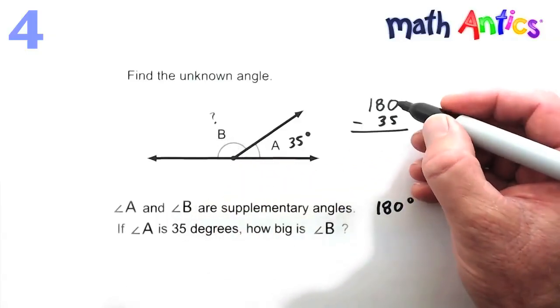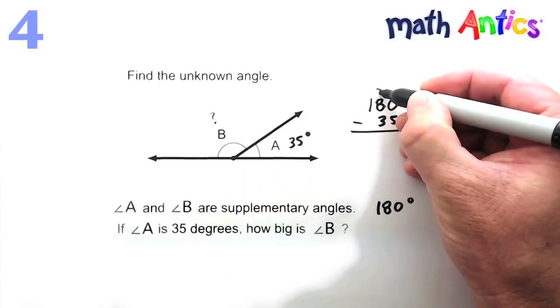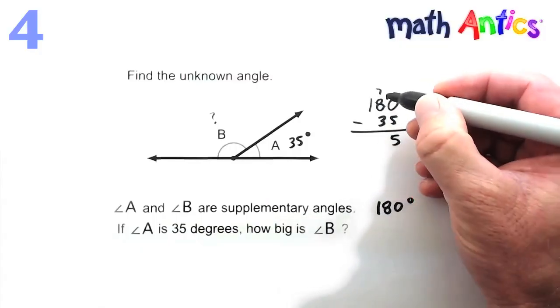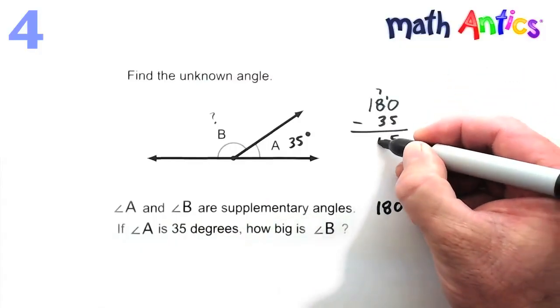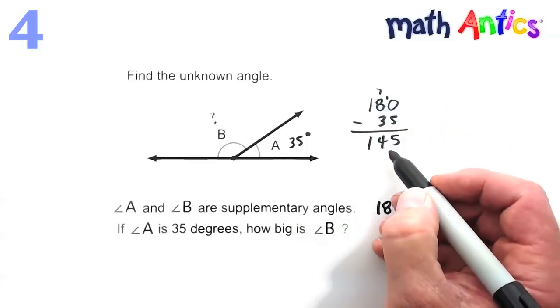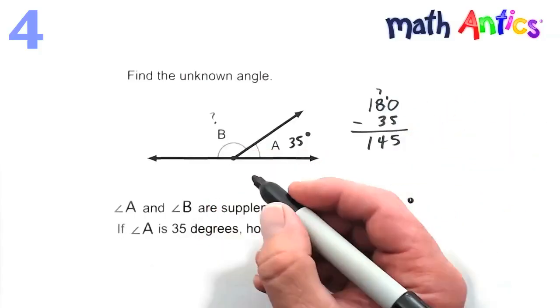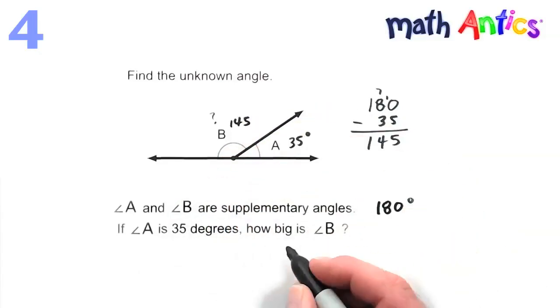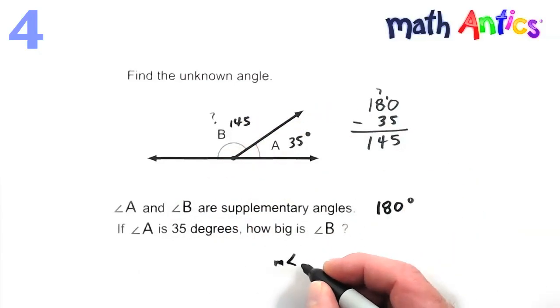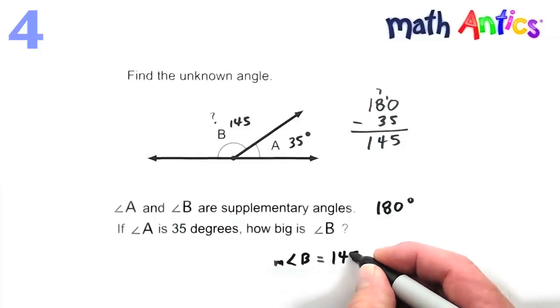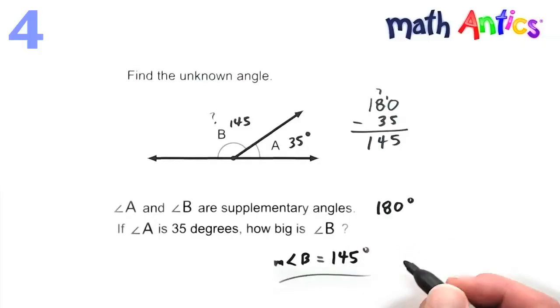So we do our subtraction, borrow from the 8. This becomes 10. 10 minus 5 is 5. 7 minus 3 is 4, and we bring our 1 down, so we have 145 degrees left over. That must be this angle right here. So the measure of angle B equals 145 degrees.